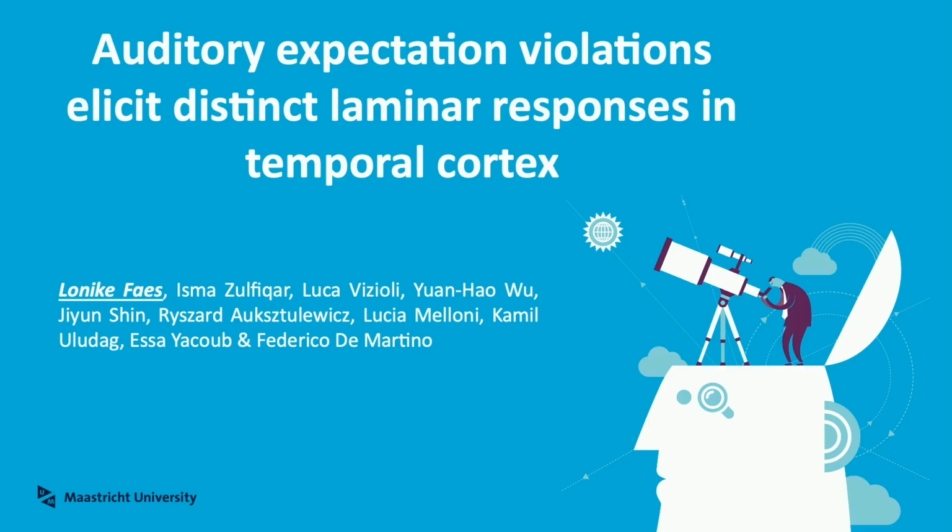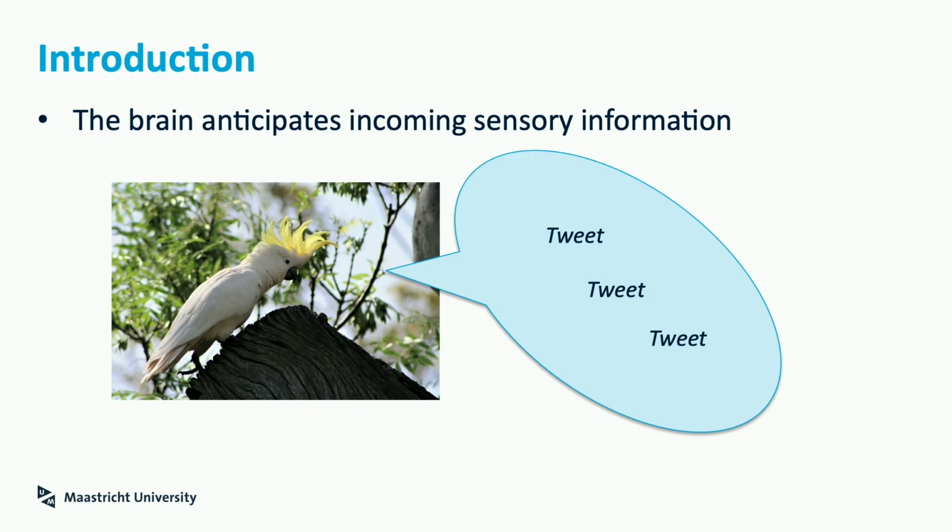So today I'd like to talk to you about our ongoing study in which we try to investigate predictive processing in the auditory cortex. And to illustrate this with a little example, I'd like you to imagine the following. You walk through Brisbane, it's a new city for you, and you see this bird, and you hear it sing tweet, tweet, tweet. At some point, your brain will learn that tweet, tweet, tweet will be followed by another tweet. So the brain learns to anticipate incoming sensory information.